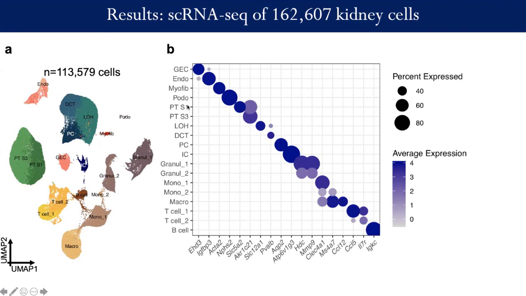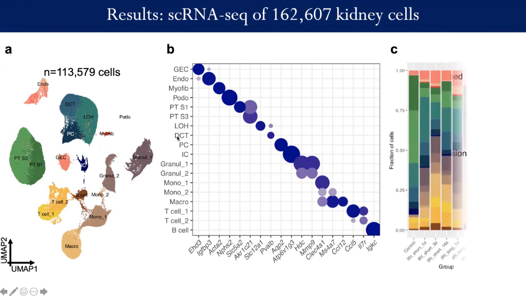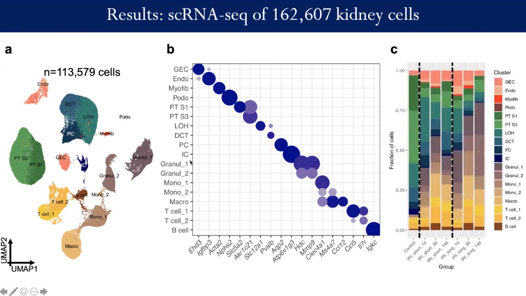The one that we always love to talk about when it comes to injury is the proximal tubular cell, of which there are 2 distinct segments, segment 1 and 3, because it's the most susceptible cell type to ischemia. And the other is the myeloid cell types, namely granulocytes, monocytes, and macrophages.